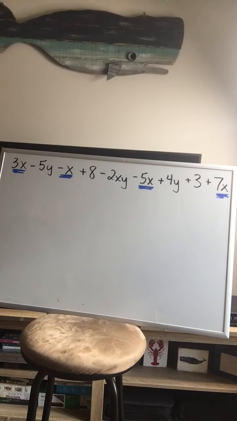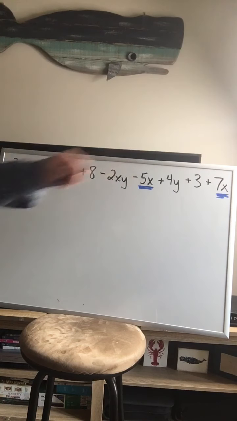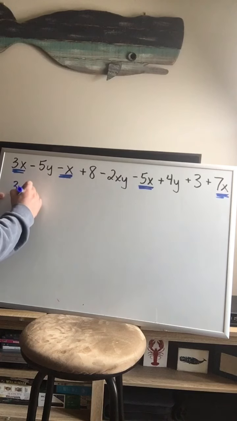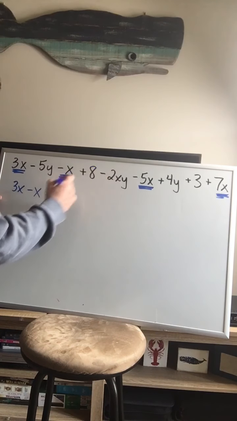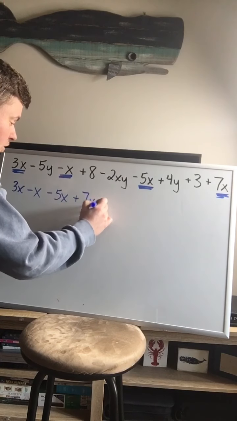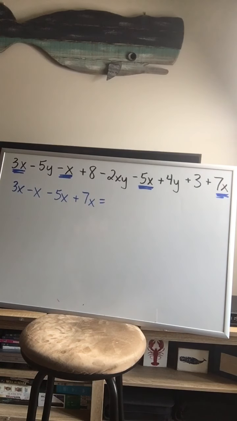If you look at the board here, I have a really long polynomial where we're going to combine the like terms. I've already underlined some of those terms because those are all the x's. So we can put all of those together: 3x minus x, and then minus 5x, and then plus 7x. Those can all go together.